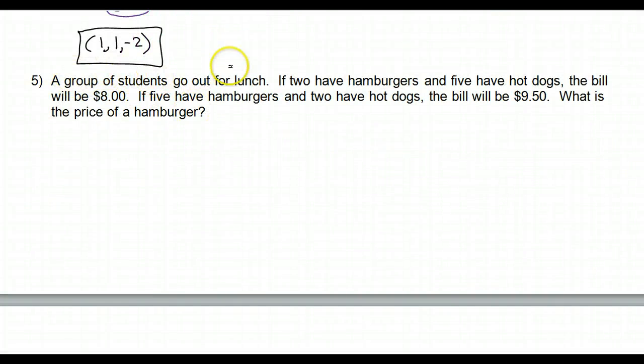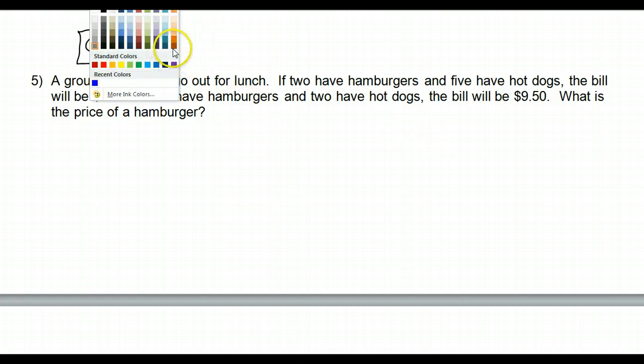A group of students go out for lunch. If 2 have hamburgers and 5 have hot dogs, the bill will be $8. If 5 have hamburgers and 2 have hot dogs, the bill will be $9.50. What is the price of a hamburger? Well, this is one of those problems where maybe you noticed that the two sentences sounded almost the same. Let's go ahead and define our variables.